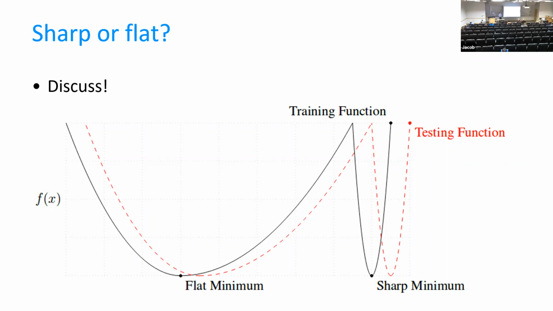What would you expect to see as far as the generalization of a flat minimum versus a sharp minimum based on this picture? I'll let you think about that for a second. Which would you expect to generalize better? Yeah, Spencer?